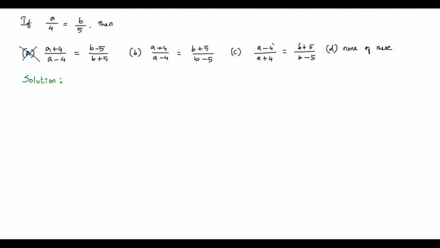Anyways, let's check option C. So here the second term is subtracted from the first term, and here the second term is added to the first term. So we have dividendo first and componendo next. There is no such property in proportion. Always we must have componendo and then dividendo. That is, always we must have addition first, and then we should have subtraction. But here we have subtraction first, addition next. So there is no chance for option C to be correct.